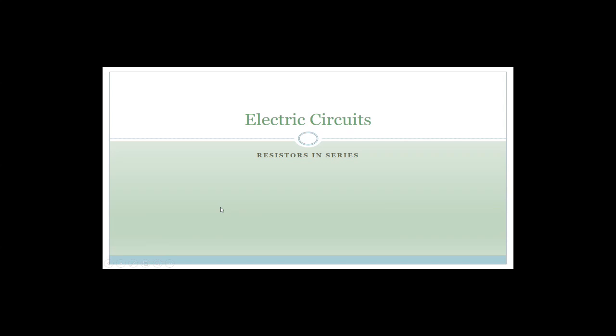Right, so now we're going to talk about electric circuits. And we're going to talk about resistors in series. So the best way for me to do this is to actually draw a circuit and explain it to you. So we're going to take a cell, okay, and we're going to take an ammeter, and we're going to take a resistor. We're going to call it R1.